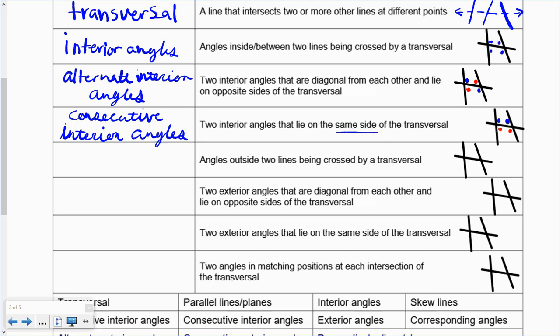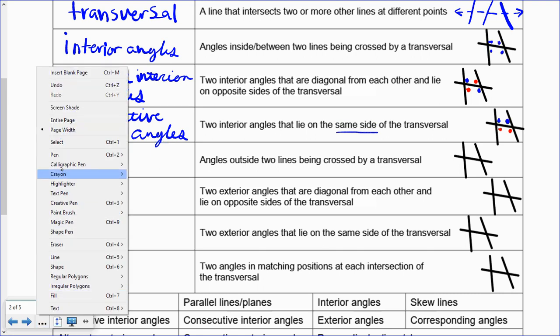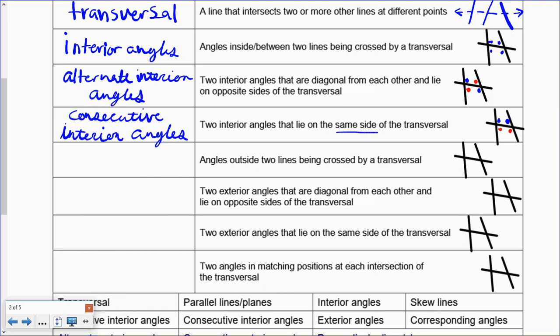All right, is everybody okay with interior and the two types? Yeah? What do you call angles that are outside? Exterior. Exterior angles. You're going to pick a color and go ahead and highlight those as well.